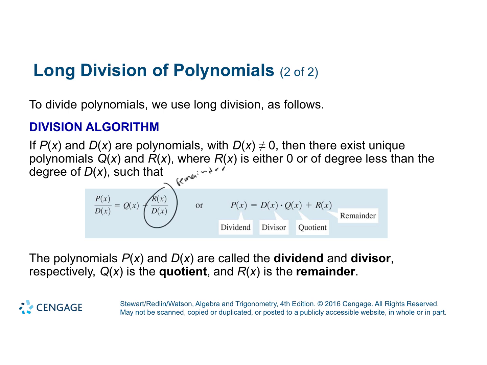Or in other words, you have the dividend. It's going to equal the divisor times the quotient plus the remainder. Now, the polynomials p of x and d of x are called the dividend and divisor, respectively, and then q of x is the quotient and r of x is the remainder.